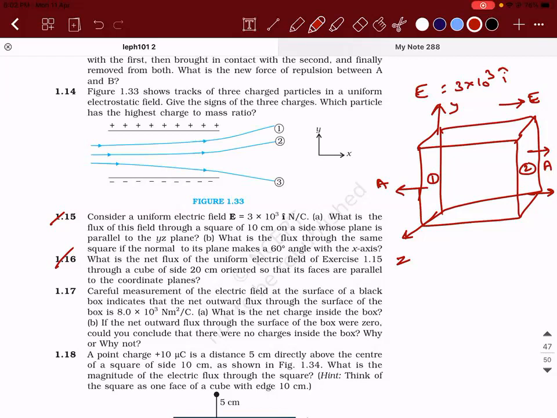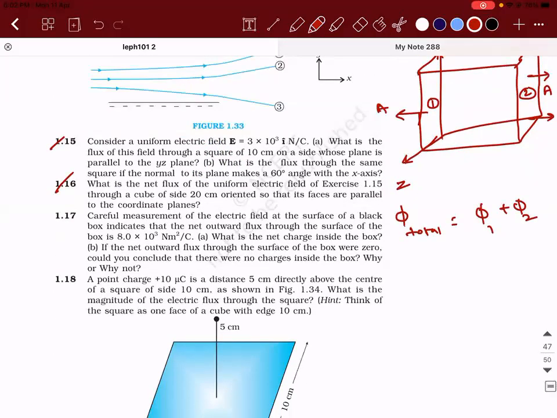Zero. So the flux through the remaining four sides is 0, which means the total flux is contributed only by phi1 and phi2. What is the value of phi1? It is E into A into cos 180 degrees, plus the flux through the second surface, which is E into A into cos 0 degrees. The electric field is constant and the area vector is constant in both cases. So cos 180 is -1 and this is +1. What will be the answer? The net electric flux through this kind of a cube is 0.